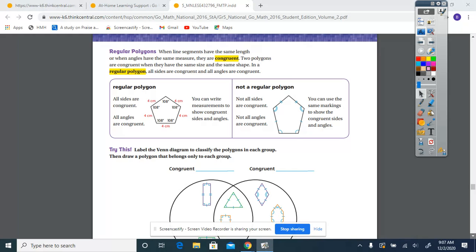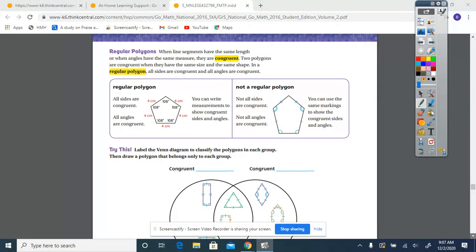Okay, we have a couple more vocab terms to talk about. Congruent. This word congruent: when line segments have the same length or when angles have the same measure, they are congruent. So congruent means same. They're equal.